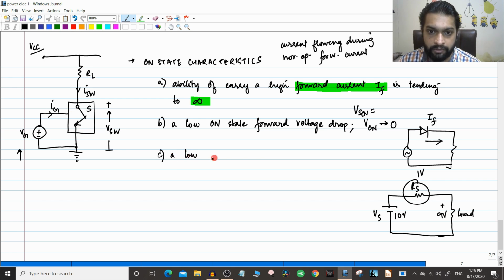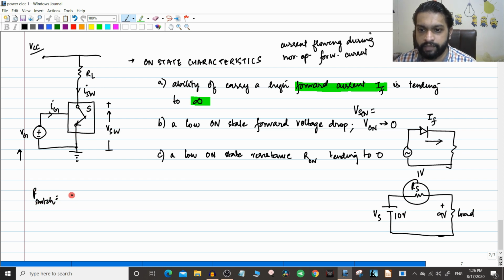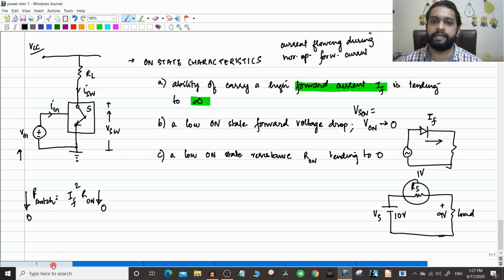A low on state resistance, a low on state resistance R on, which is tending to 0. Okay, so naturally, when you are having a very low on state resistance, see the power loss associated with this device. What will be the power loss? Let us see. So for example, the forward current is IF. So the power loss across the switch will be equal to I forward square into R on, the on state resistance of the switch. So if R on is tending to 0, naturally the power across the switch also will be tending to 0.